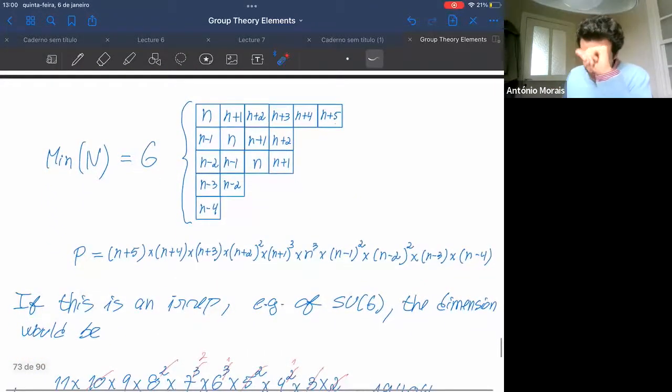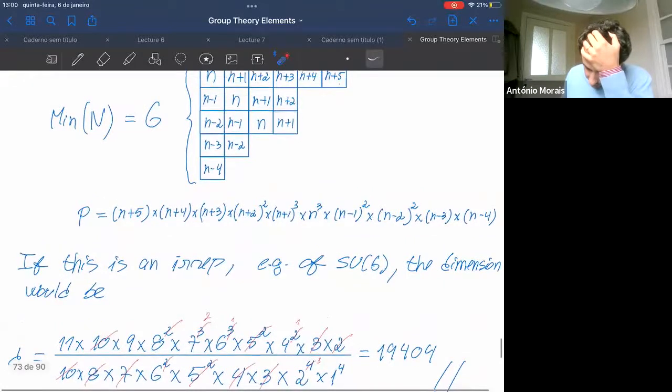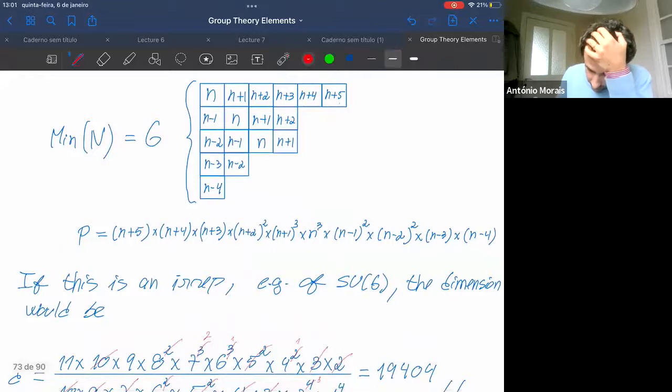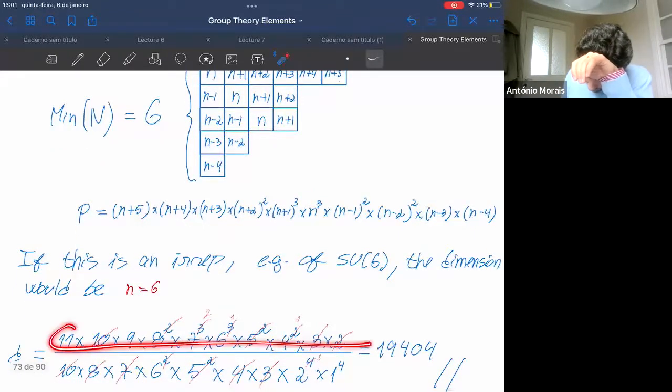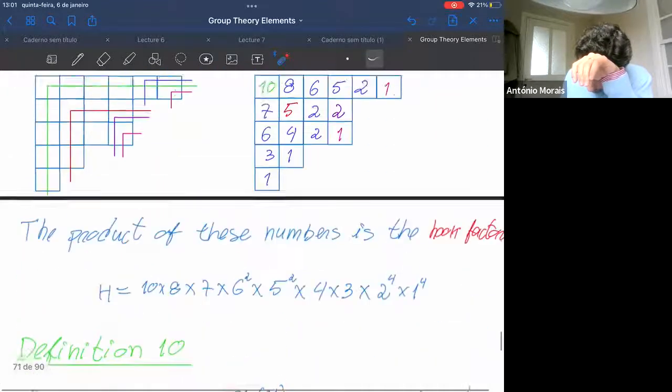So if this is an irrep, an example of SU6, the dimension would be, on the numerator, we have this P, and this would be changing n equal to 6. So you just replace that, and it gives the numerator here, and the denominator is the hook factor. So for the hook factor, it's just the product of all of this.